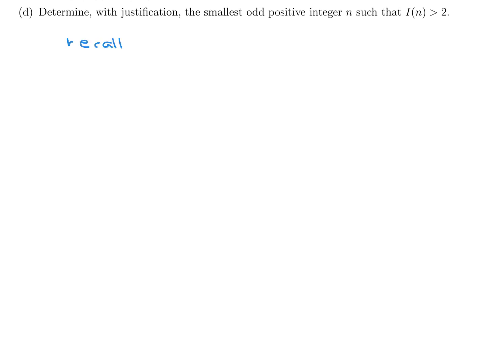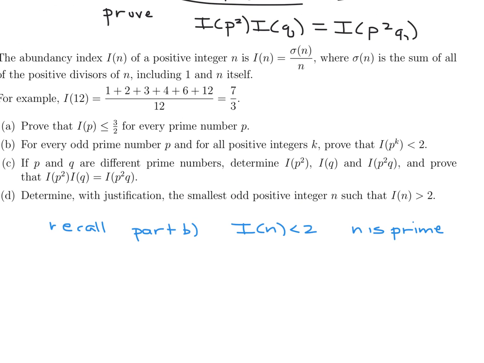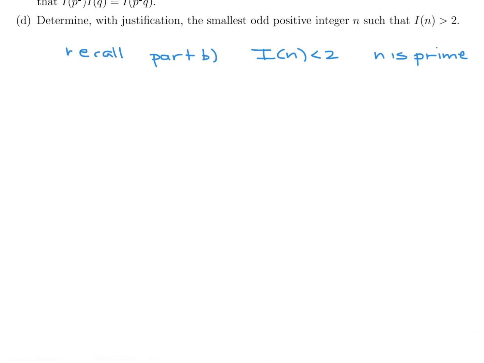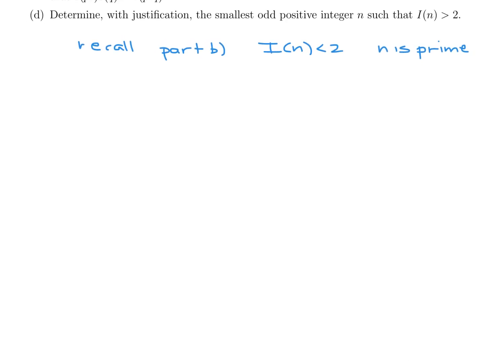Recall, if you remember, that in part B of this question, we had shown that I of n is less than 2 when n is prime. In particular, any odd prime. But in this case, they want you to prove that it's greater than 2.